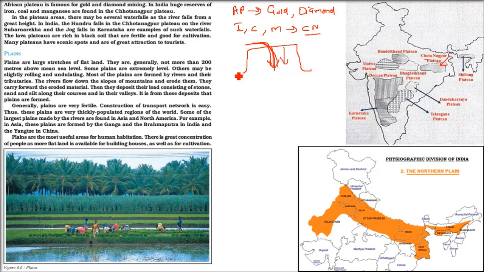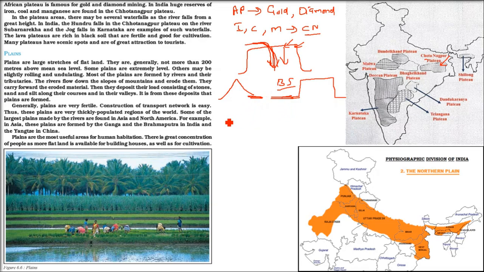You will find these waterfalls everywhere. The lava plateaus, the plateaus formed by lava, are rich in black soil. And black soil is the most fertile soil and is the best for cultivation. And the important thing is, again, these are scenic, beautiful spots. Tourists go there. Now we talked about the mountains and the tabletops, but what about the plain areas?